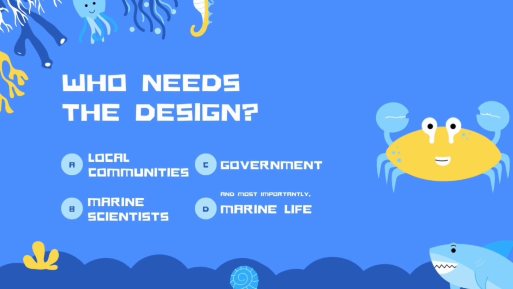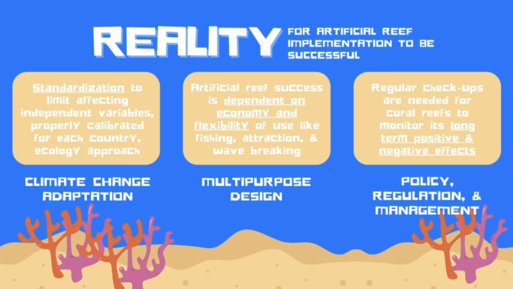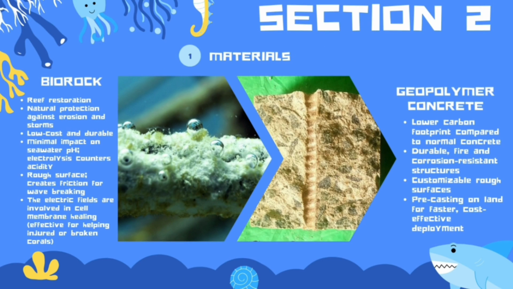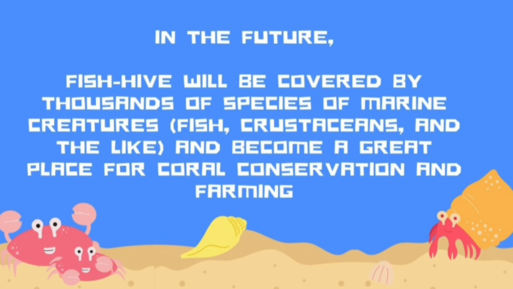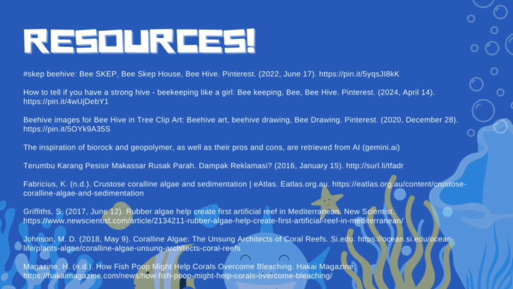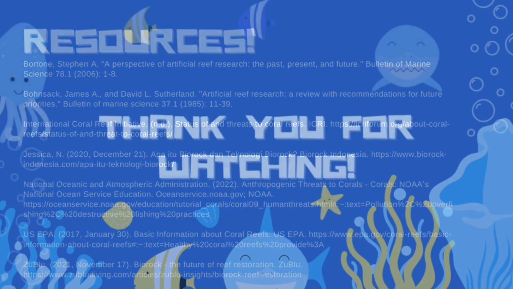Our design was created so that it can be used by local communities, marine scientists, government, and most importantly, marine life. While the process of making the reef into a healthy and active artificial reef may take some time, this process is effectively sped up by the integration of biorock to our design, providing it with an advantage over other artificial reefs. In the future, we hope that Fish Hive can be a biodiverse habitat for thousands of species of marine creatures and become a great place for coral conservation and farming.